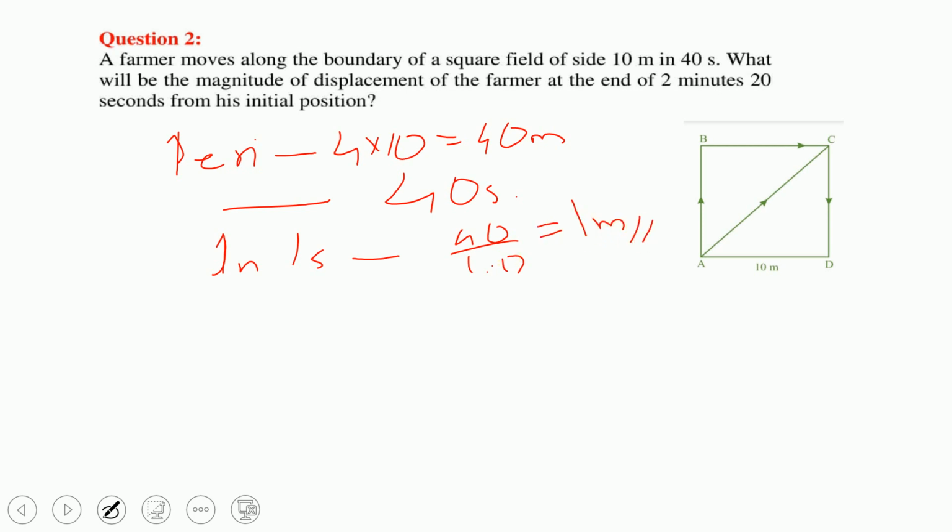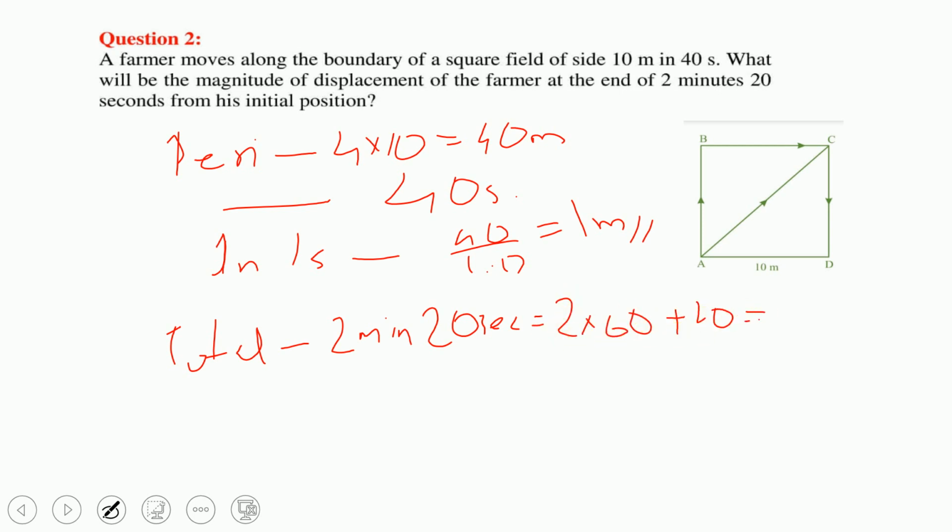Now the total time taken is 2 minutes 20 seconds. Correct? That means 2 into 60, plus 20, that is 120 plus 20, that is 140. That is 140 seconds.